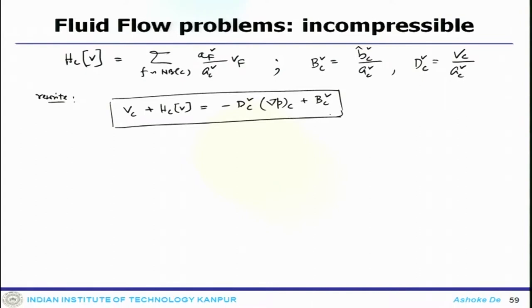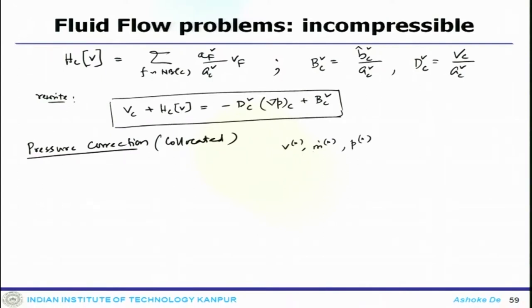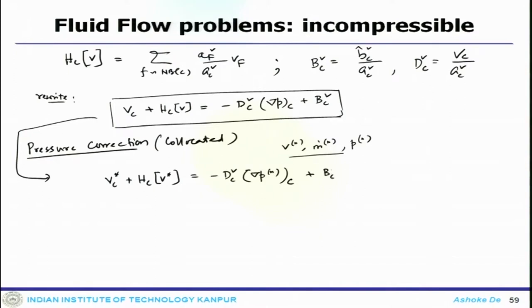Now one has to find the pressure correction term, the pressure correction in the collocated arrangement. So how do we find that? We can use our previous iteration values like V^n, m dot^n, P^n. These are the previous iteration values that we can use in this vector form of the momentum equation. If we put these in, the intermediate velocity field will be calculated as V_C^* plus H_C^V* equals minus D_C^V times the gradient of P_C^n plus B_C^V.